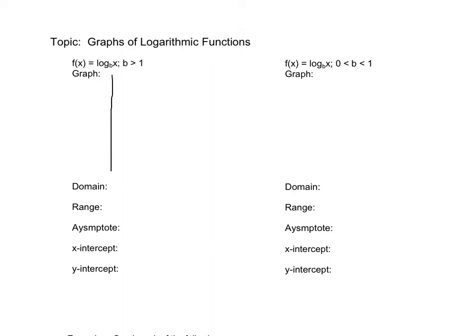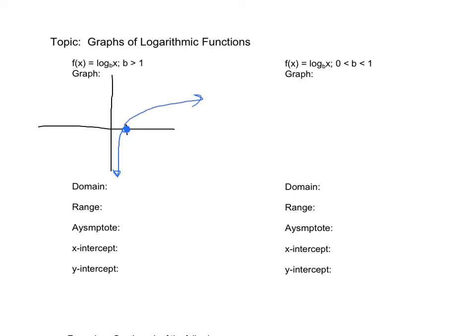So if I look at the two different types, we could have where my base is greater than 1. If my base is greater than 1, remember that my exponential function has the point (0, 1), so my inverse, the logarithmic function, is going to have the point (1, 0). And it's going to have that asymptote. And it'll look something like this.